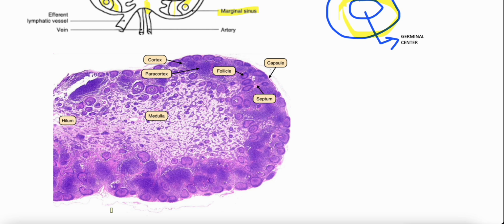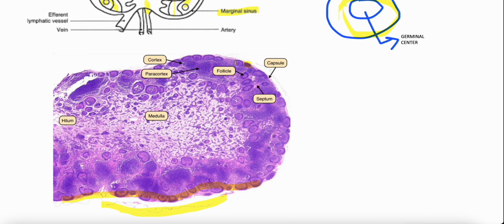Here we can see that on the bottommost part, this one is your capsule. The space between the capsule and the cortex is your subcapsular space. And this thing that I'm highlighting now is your cortex. It has a lot of follicles. If you want to see the difference between primary and secondary follicles, this is your primary follicle, which is dark and dense. But if a follicle has a paler colored center, that is your germinal center, and it will be your secondary follicle.